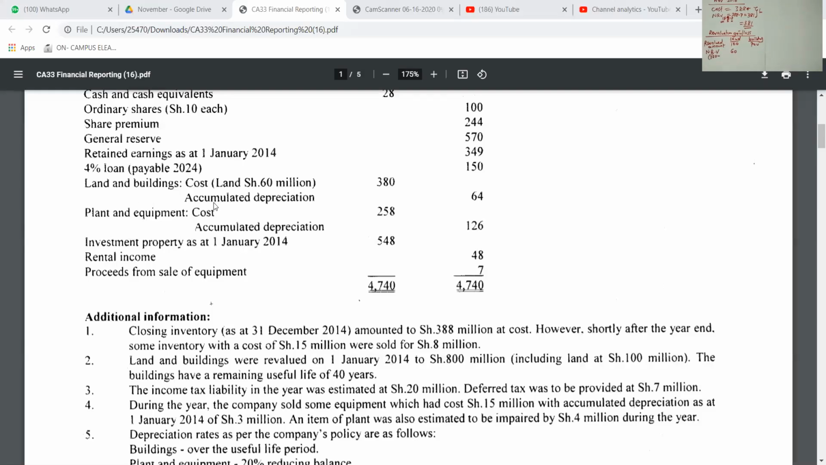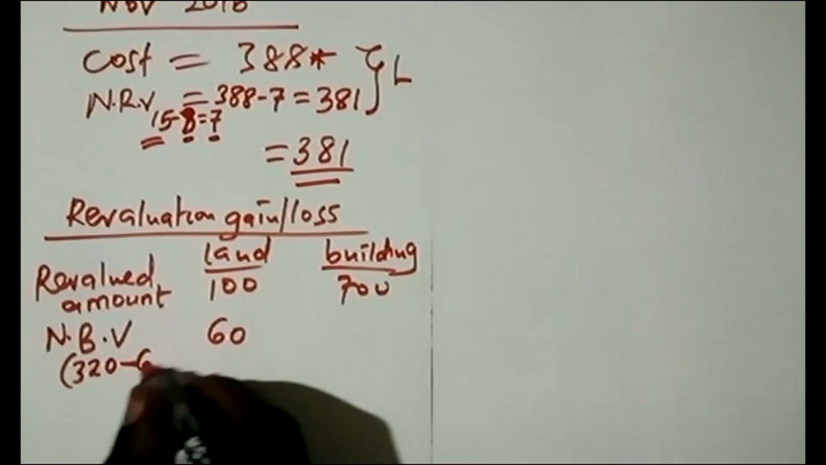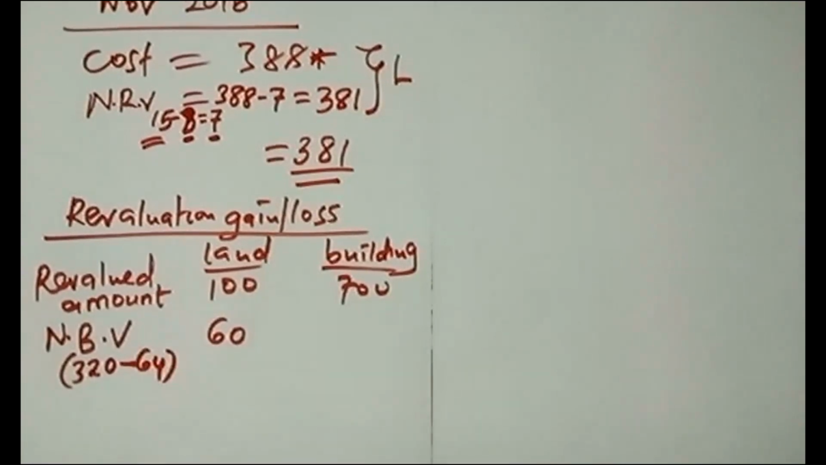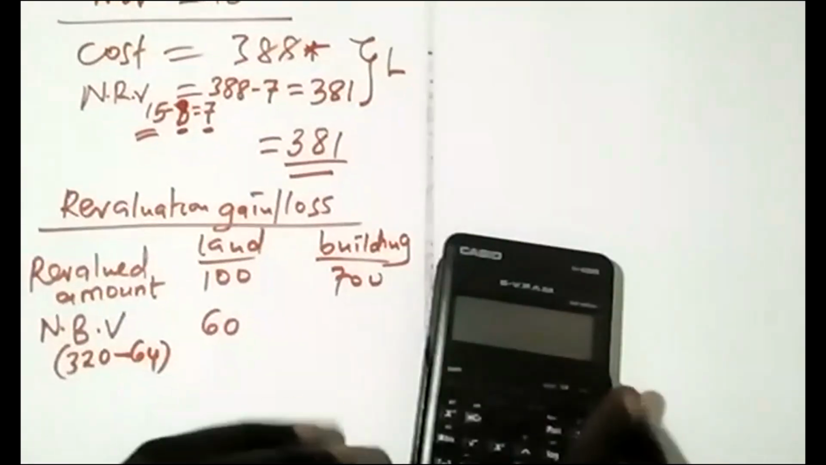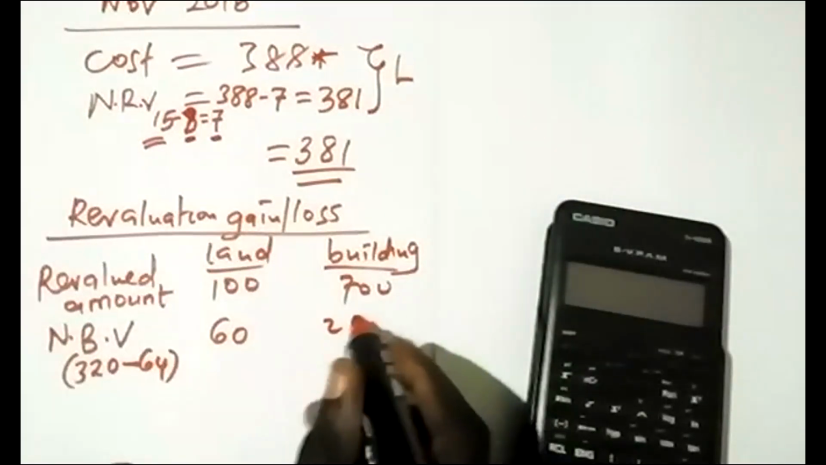So here you have land and building. This accumulated depreciation, which was just next to land, the 64, was for the building. We have to subtract the 64. So 320 minus 64. I think you have the calculators, guys. That is 256.